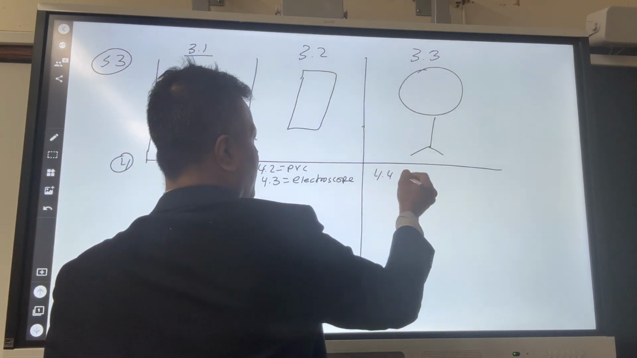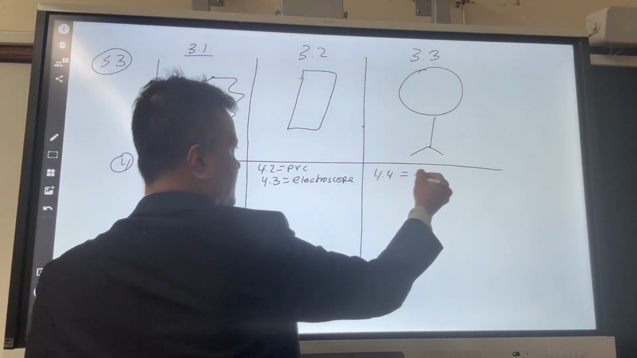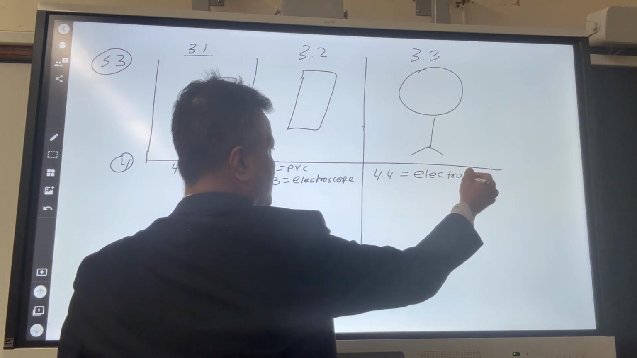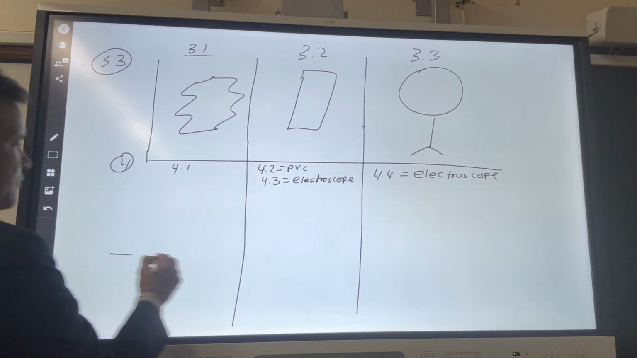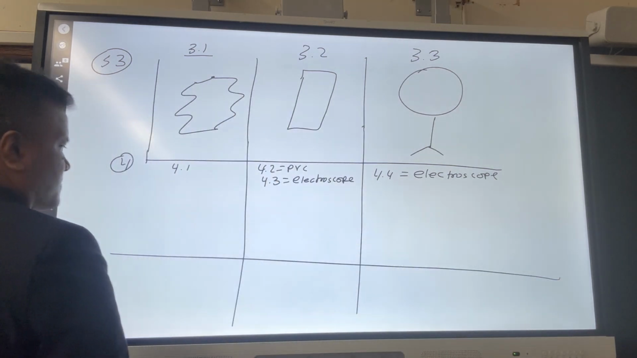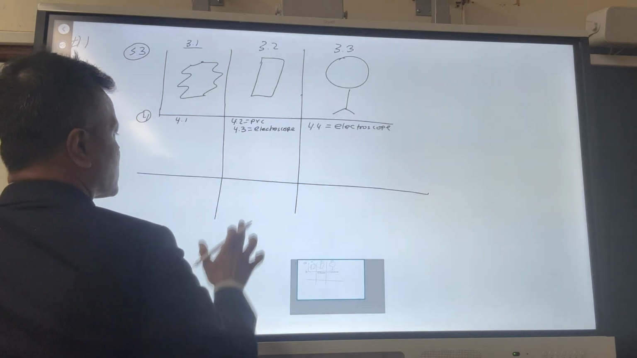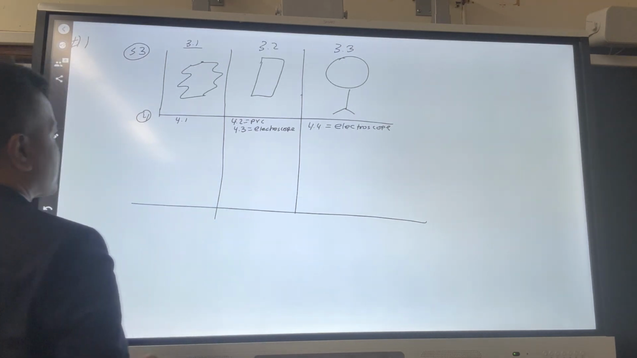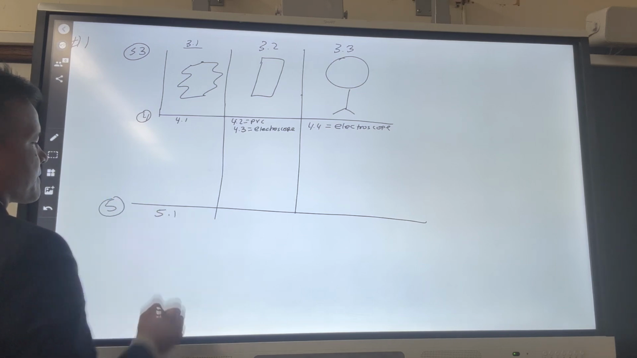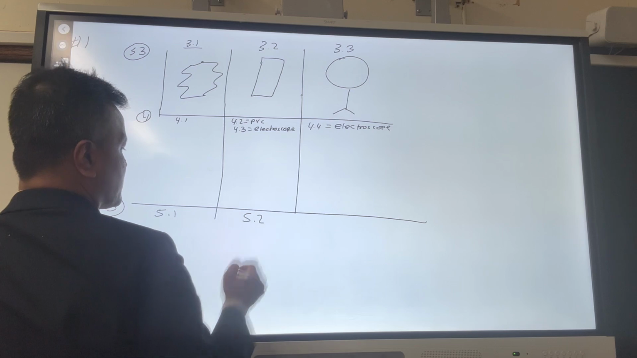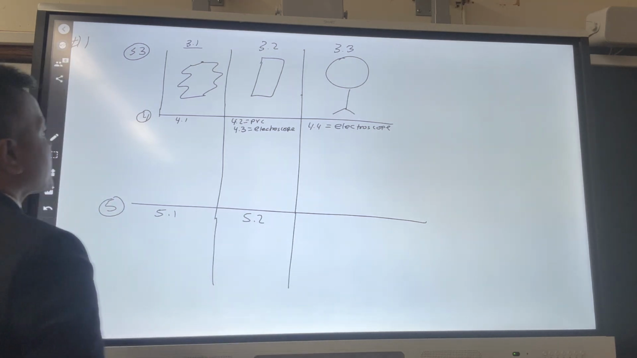4.4, I'm going to have electroscope. And I'm going to have scenario 5. So this is 5.1 and this is 5.2. Okay, so that's pretty much it.